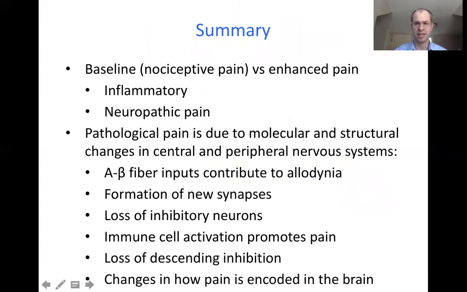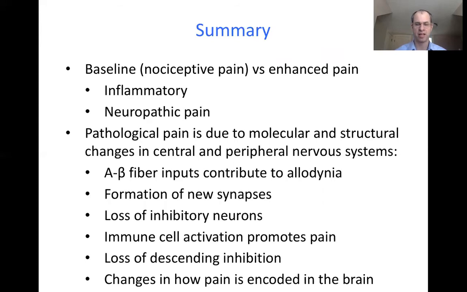So in summary, I've told you about baseline or nociceptive pain versus enhanced pain, and I've described two examples, inflammatory and neuropathic pain. I've explained that pathologic pain is due to molecular and structural changes that occur in the central and peripheral nervous systems through central sensitization and peripheral sensitization.